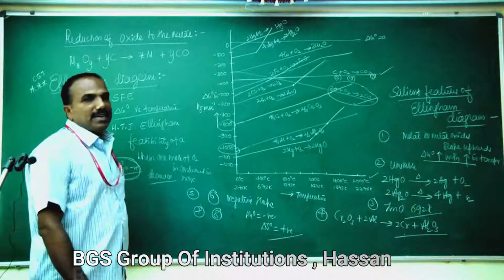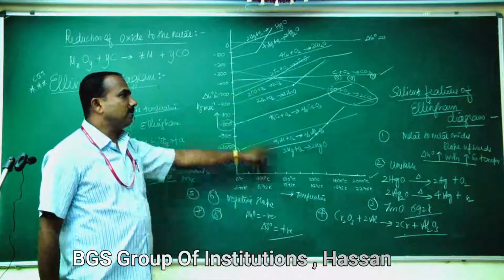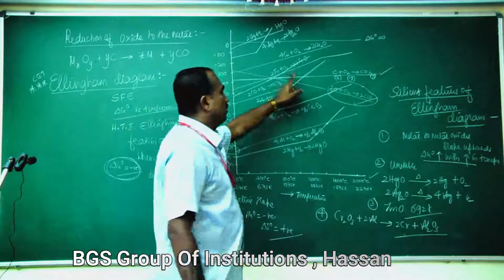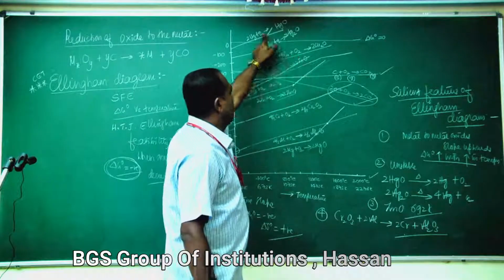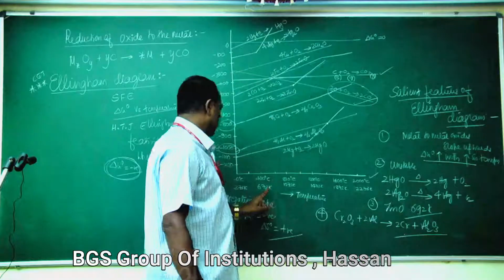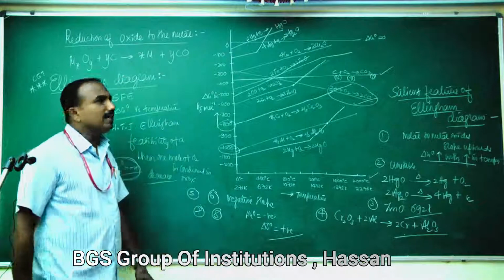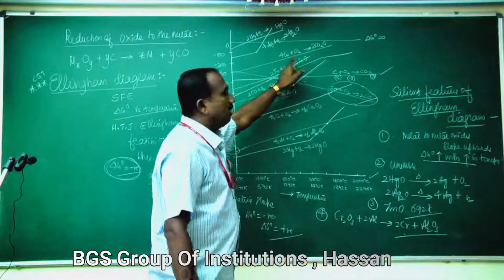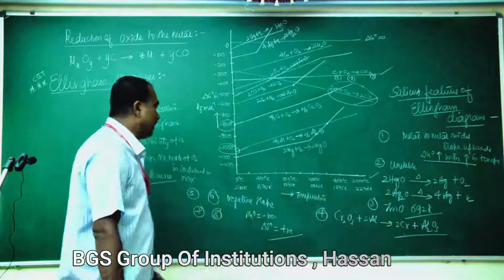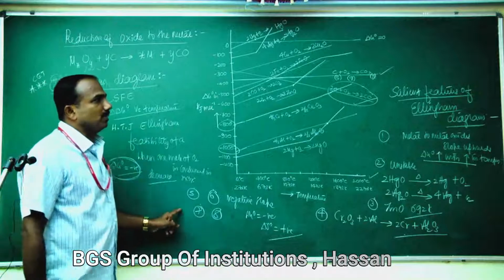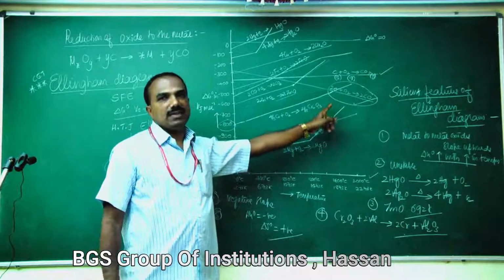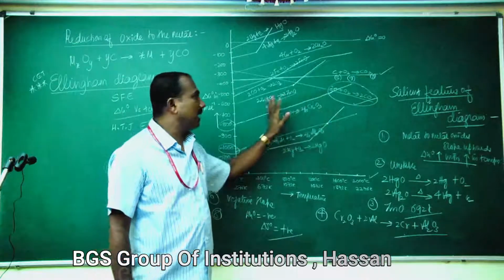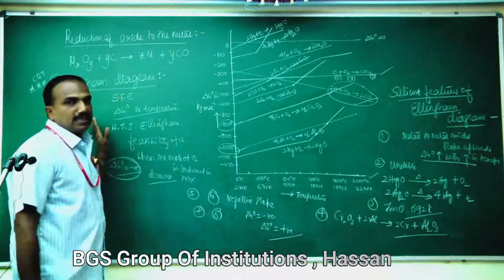The Ellingham diagram is plotted for the reduction of metal oxides when 1 mole of oxygen is consumed in every reaction. So, this is about the salient features of the Ellingham diagram, which is important for CET classes as well as theory examinations.